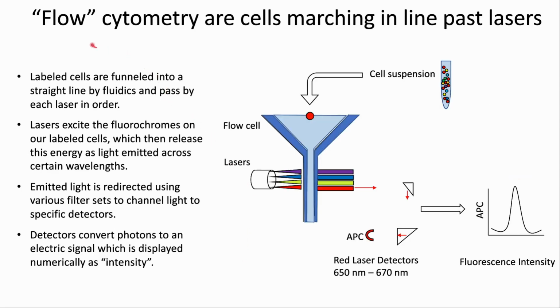The flow part of flow cytometry refers to the fluidics which the instrument uses in order to funnel the cells past the lasers and detectors in a single file line. Lasers excite fluorochromes on the labeled cells, which then release this energy as light. This light is emitted across certain wavelengths. The emitted light is redirected using various filter sets to be collected by specific detectors. The detectors then convert the photons of light to an electric signal. This signal is displayed numerically as the intensity of fluorescence.